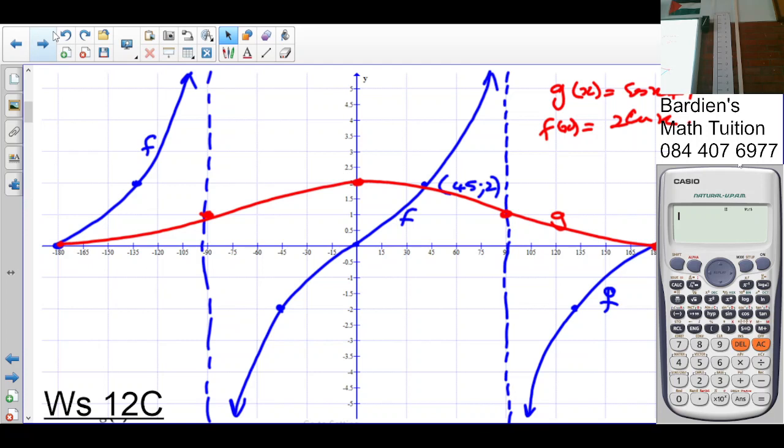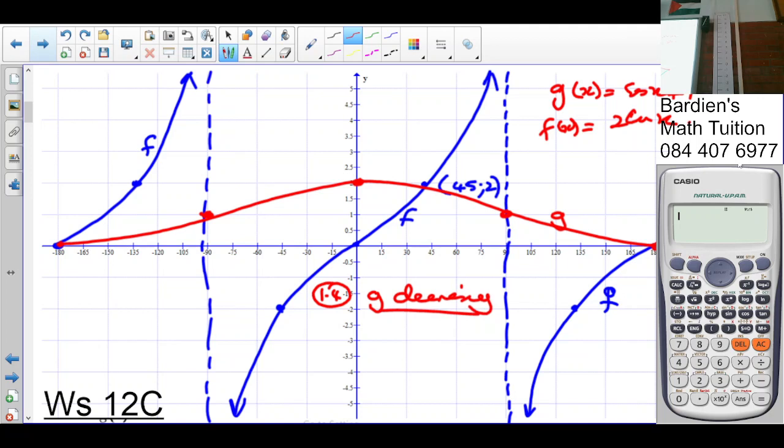Which question is that? C. 1.4. g is decreasing. So if you're looking at the g of x graph here, is this part of the graph increasing or decreasing? It's increasing. As x increases, as we're reading from left to right, we always read in that order, the graph is increasing. But here you see the graph is decreasing. So it's decreasing from 0 till 180. So x is greater than 0 but less than 180.